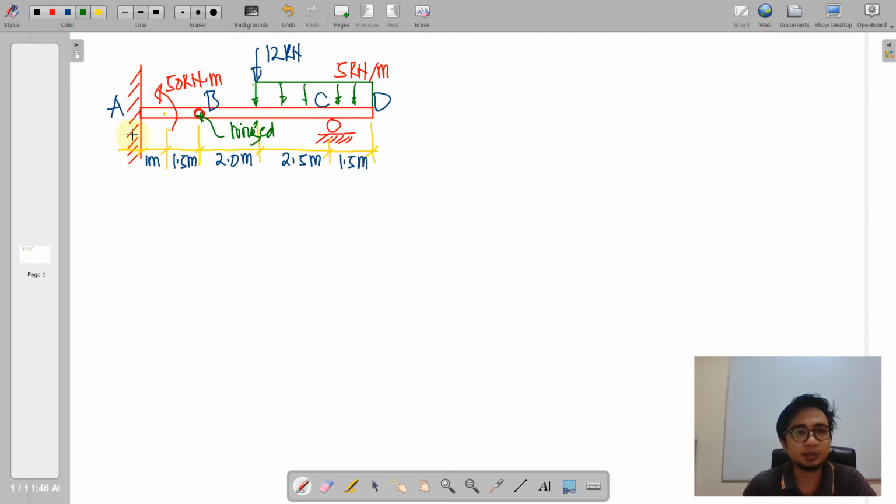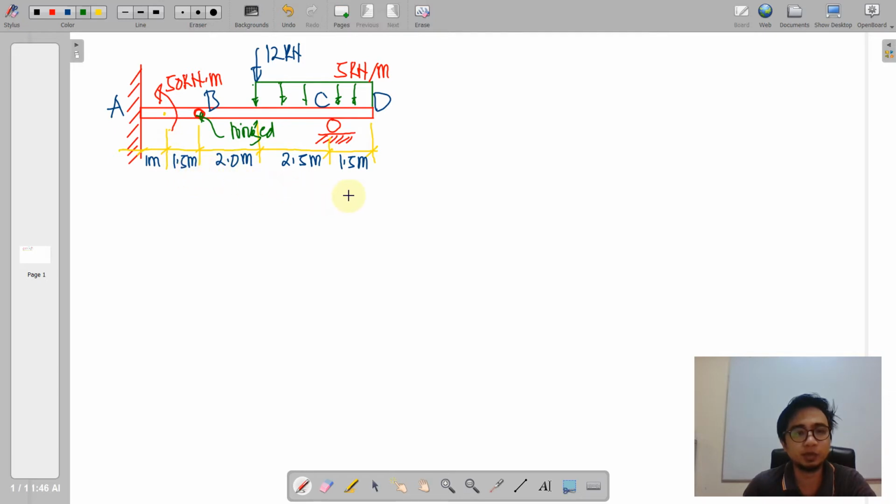In this example, it is fixed at A and the compound beams AB and BCD are joined through the hinge at B. So those are the loadings. So we are going to establish the shear diagram.